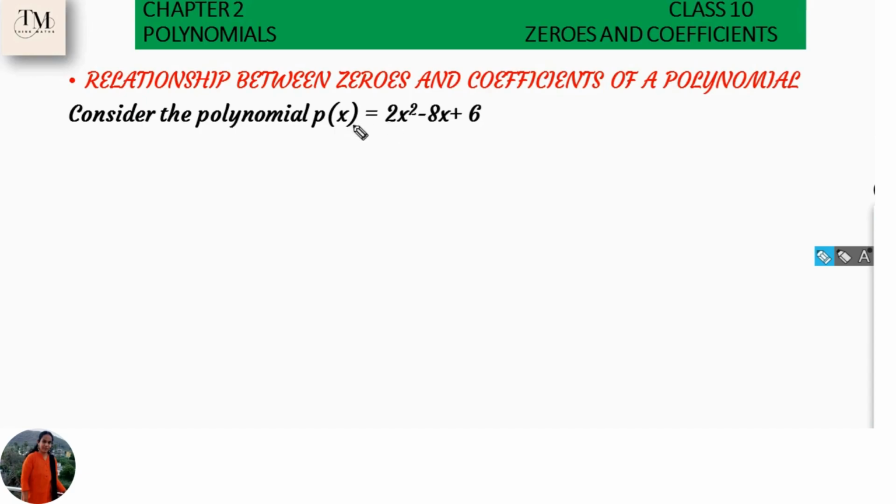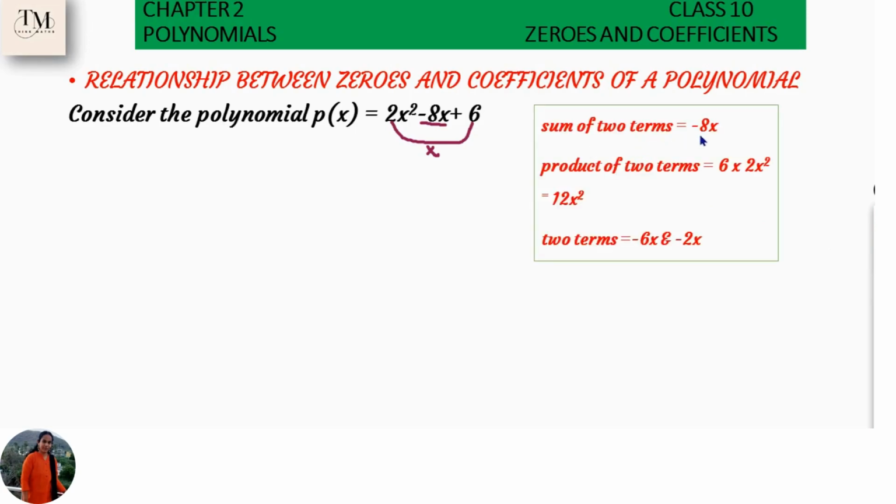Before that, we have to factorize this polynomial. Before factorizing, we have to find two terms. The two terms should satisfy that the sum of the terms should be minus 8x and the product of the terms should be 2x square into 6, that is 12x square.